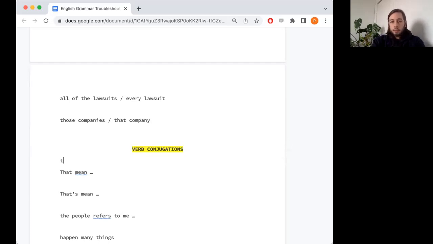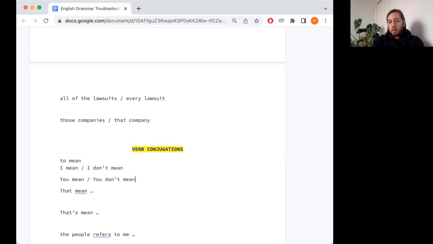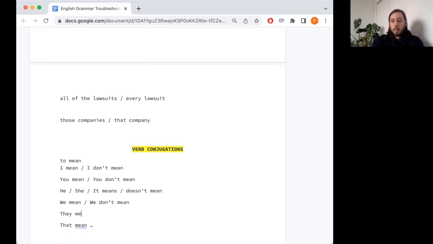So let's take the first verb, to mean. What are our conjugations? I mean, I don't mean, you mean, you don't mean, he, she, it means, doesn't mean, we mean, we don't mean, and they mean, they don't mean.